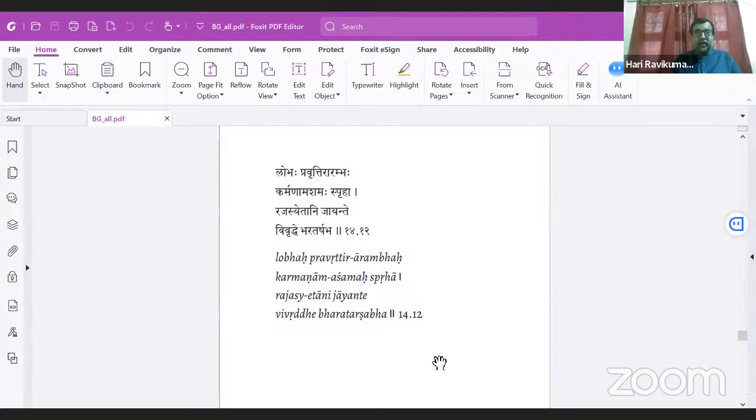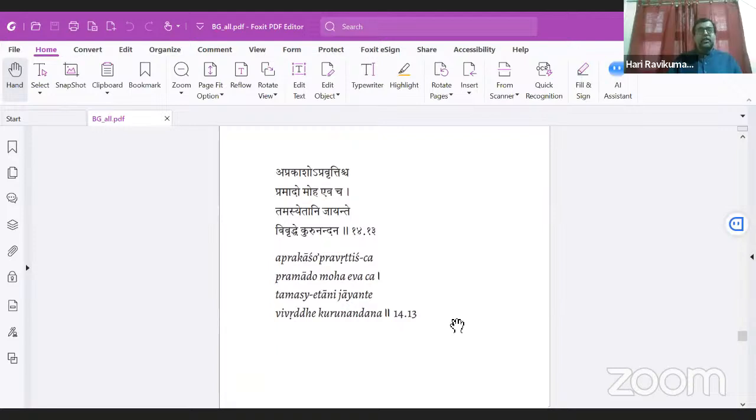So Lobha Pravrtir Arambaha. लोभः प्रवृत्तिरारम्भः Karmanam Ashamaspruha. कर्मणामशमस्पृहा Rajasyetani Jayante. रजस्येतानि जायन्ते Vivruddhe Bharatarshabha. विवृद्धे भरतर्षभ.